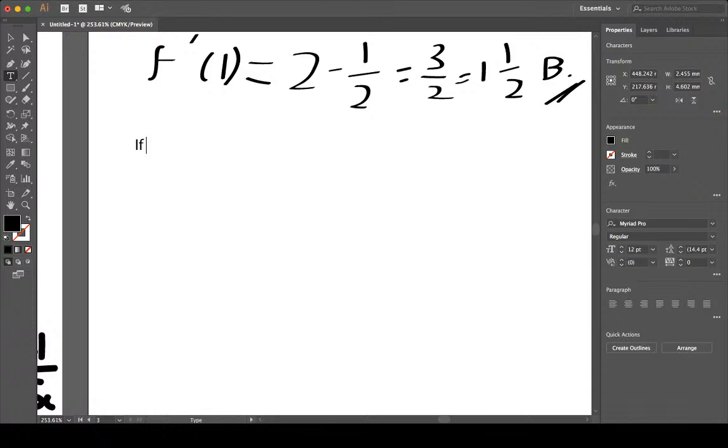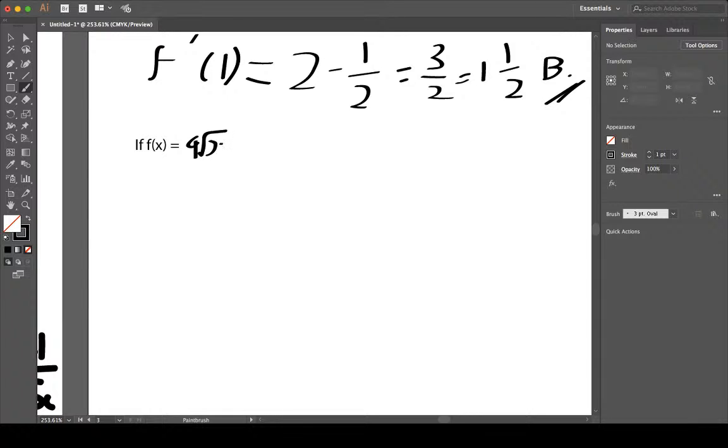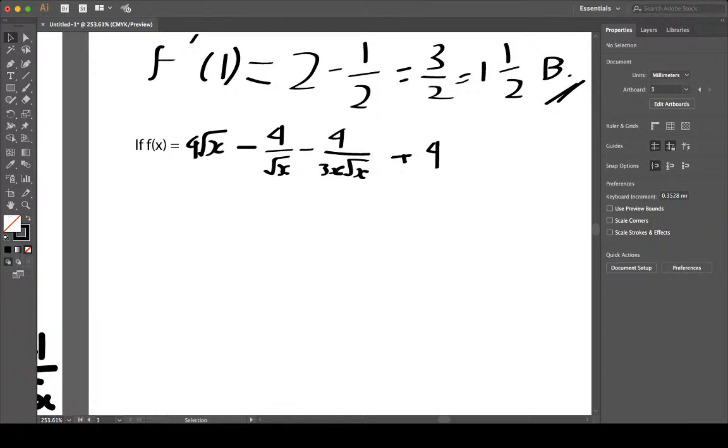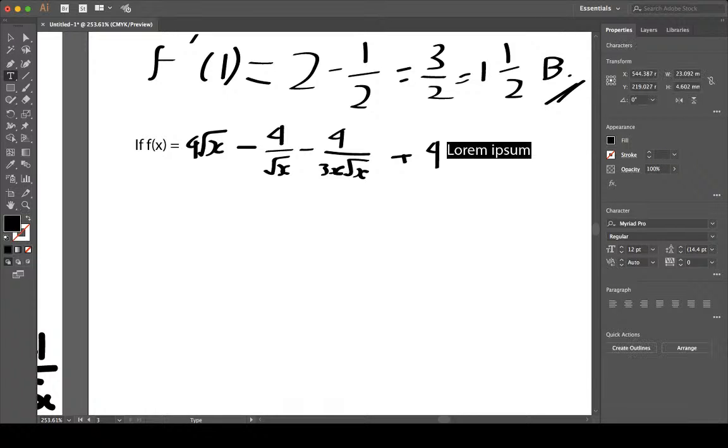If function of x equals 4 to the square root of x, minus 4 over the square root of x, minus 4 over 3x to the square root of x, plus 4, the value of f of 1 is what?